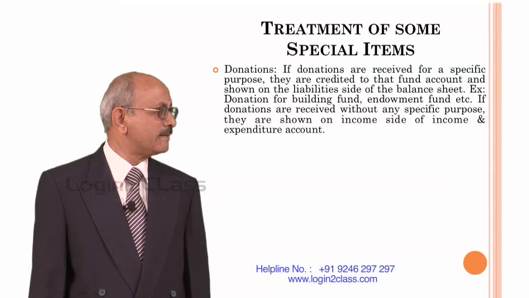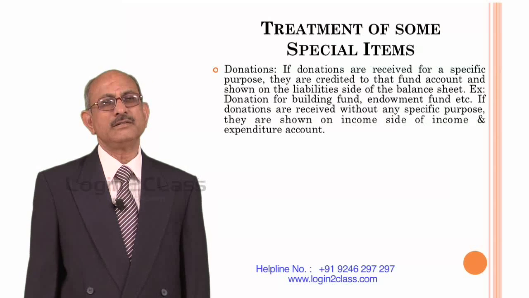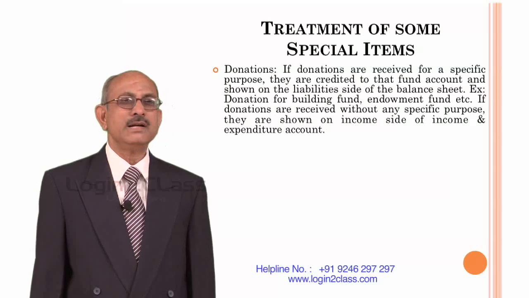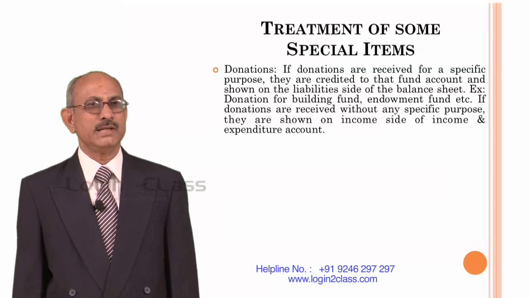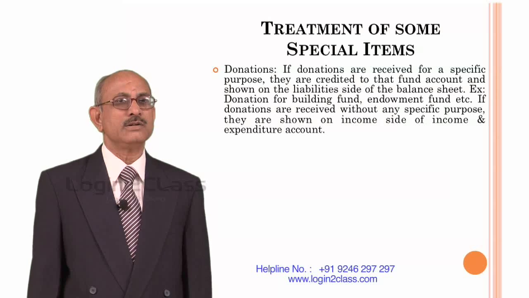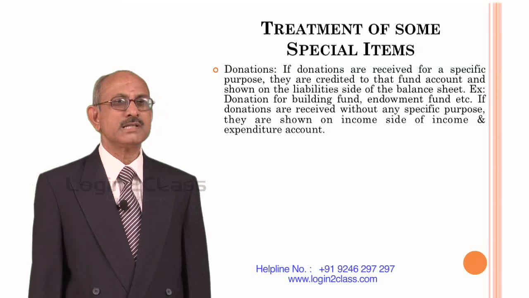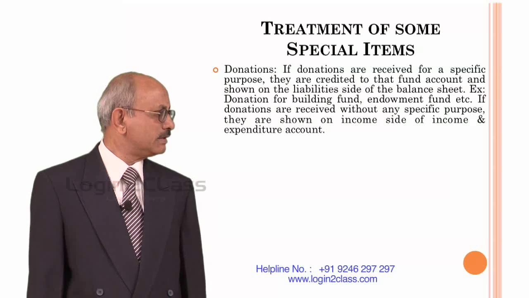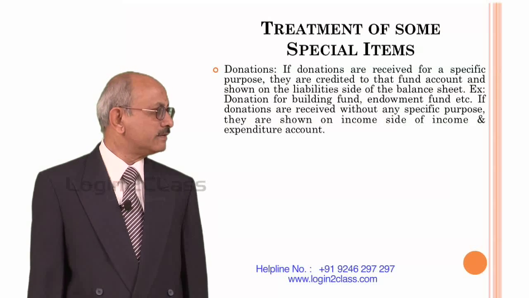endowment fund, etc. If donations are received without any specific purpose, they are shown on the income side of income and expenditure account. Then only they will be treated as income. Otherwise, they are directly credited to that particular fund account because they are meant for a particular purpose on the wishes of the donor of the amount.